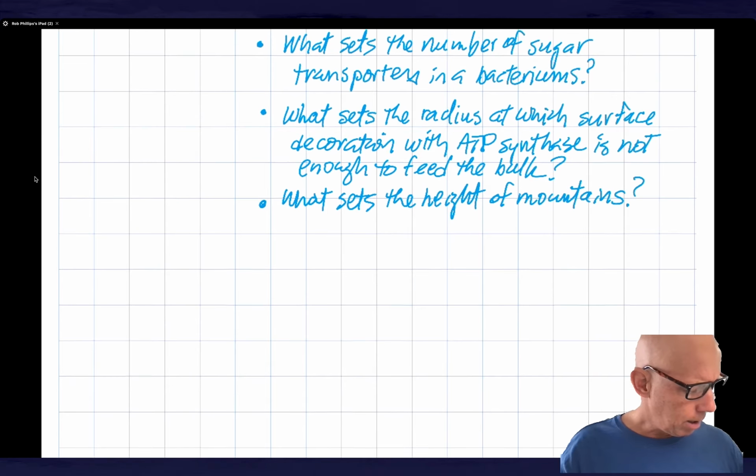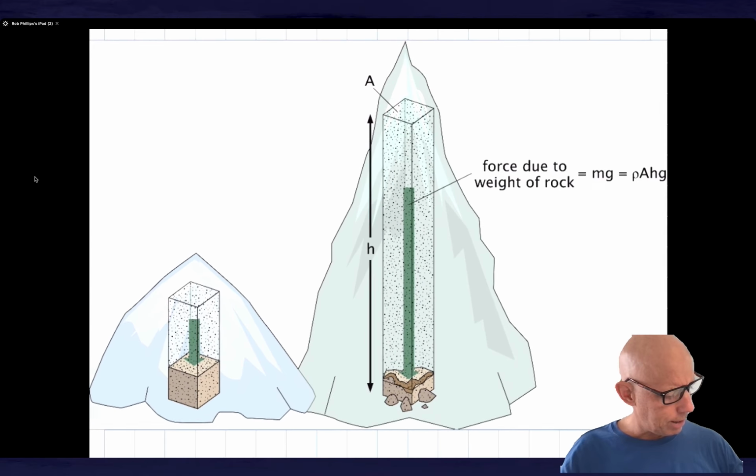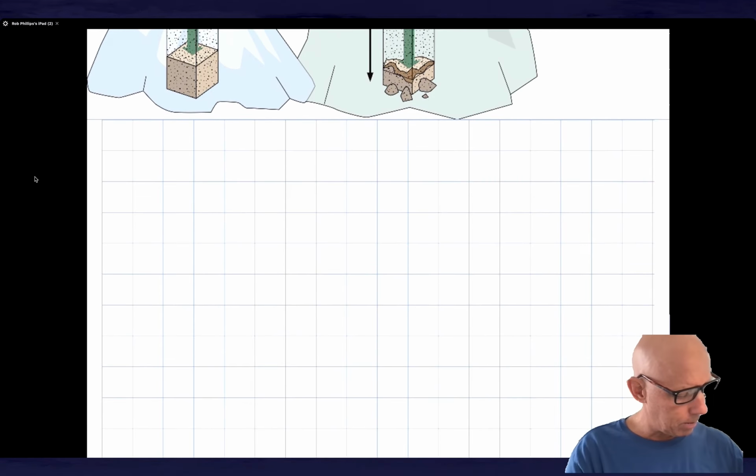And so just to reiterate, I think I mentioned this earlier, but I want to just say it again, and I'll actually even do the calculation. So the thought about what sets the height of a mountain is that we're looking for a column of rock that is so large or so high that its weight is enough to crush the rock at its bottom. And so, I can work that through.